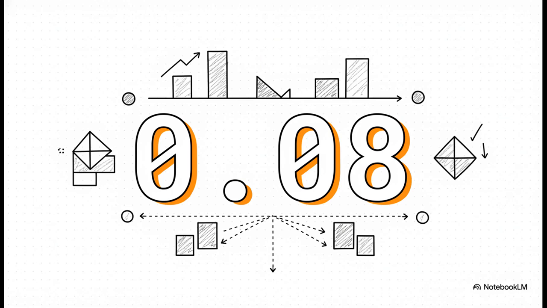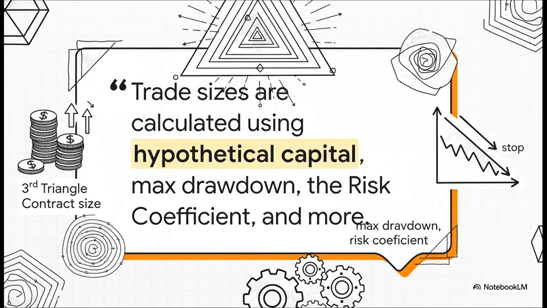So after the model crunches all those initial parameters, the entries, the risk factors, the contract size, it spits out one really precise number. The size for each trade is calculated to be 0.08. And just to be perfectly clear about how that number is determined, the source documentation provides this exact statement. So I'm just going to read it to you verbatim. Both trade sizes are calculated using the hypothetical capital, the investor's maximum allowed drawdown, the third triangle domain percentage, the risk coefficient, and the contract size.